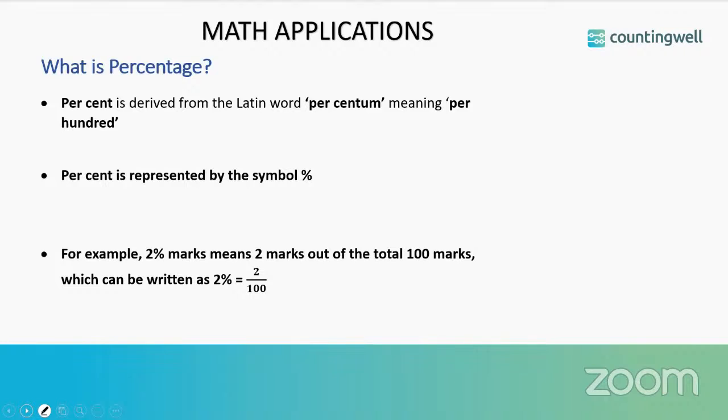Now let us move towards our next chapter, which is maths applications. Let us first understand what is percentage. Percent is derived from the Latin word per centum, meaning per hundred.